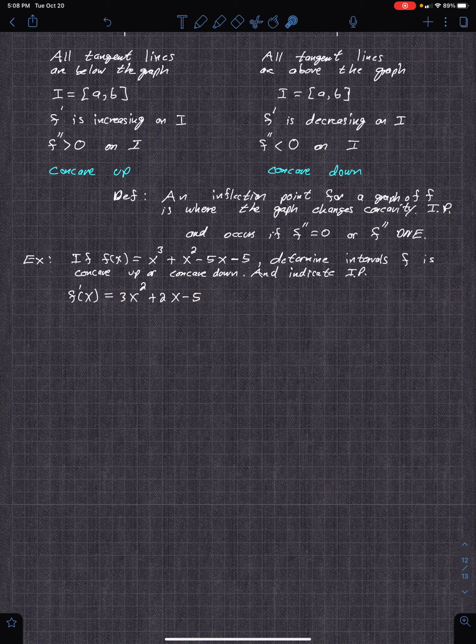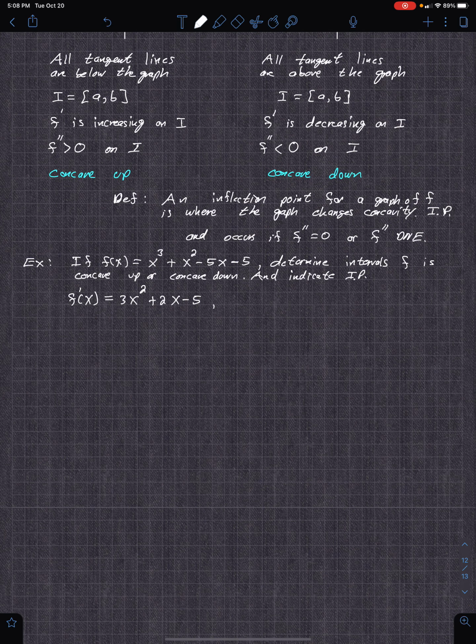Probably irrational. Anyway, but we're not doing that. We're doing it one step at a time. Next thing is take the second derivative, and I'm going across just because it's easier to show you all together here. So that's going to be 6x plus 2. All right, then you set that equal to 0 and solve.